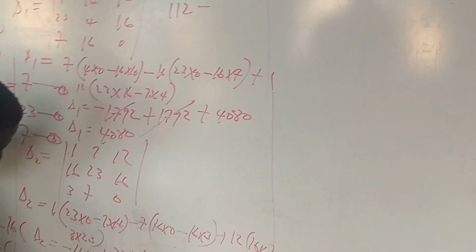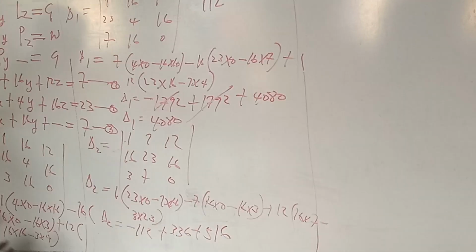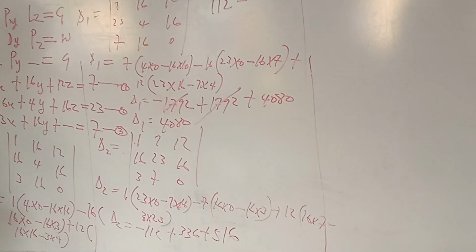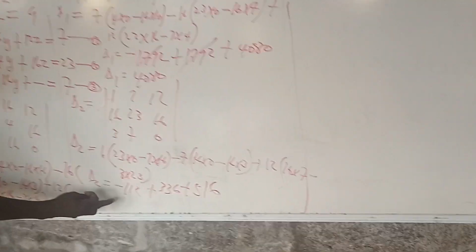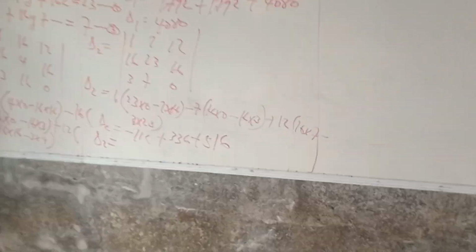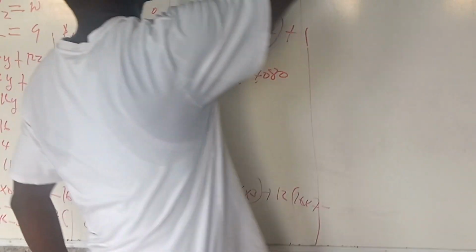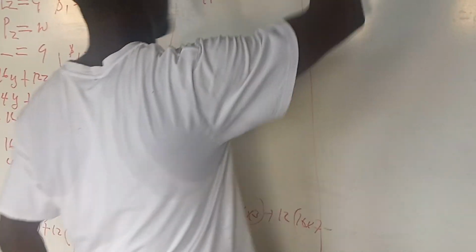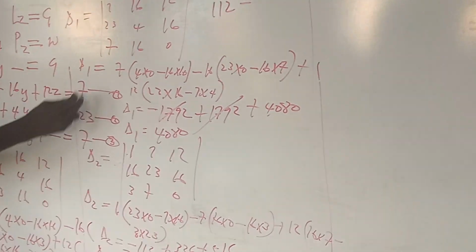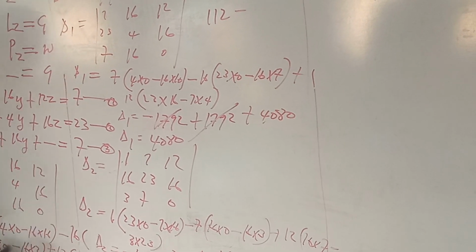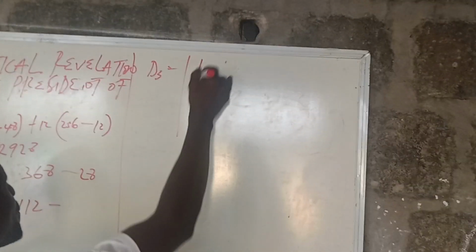Times 5, 1, 6. Addition before subtraction. 5, 1, 6 plus 3, 3, 6 minus 1, 1, 2. Is it 1, 1, 2? Alright, so we now have data 2 to be equals to 740. Alright, so finally we have data what? 3. Data 3. To obtain data 3, we are meant to use this constant 723 to replace 12, 16, and 1, 0. When you do that, you have 1, 16.